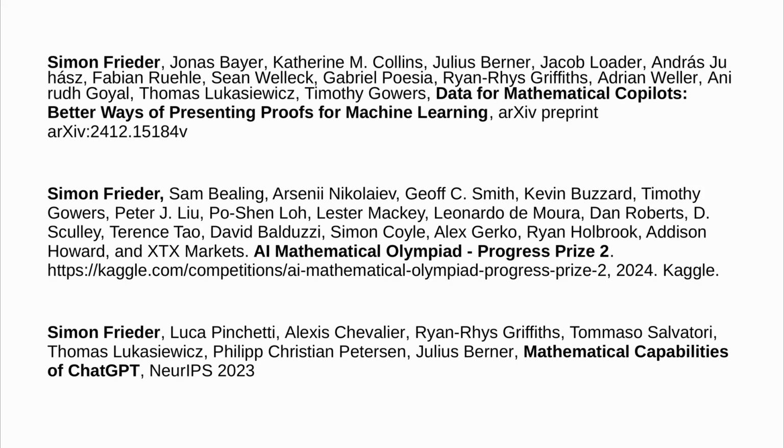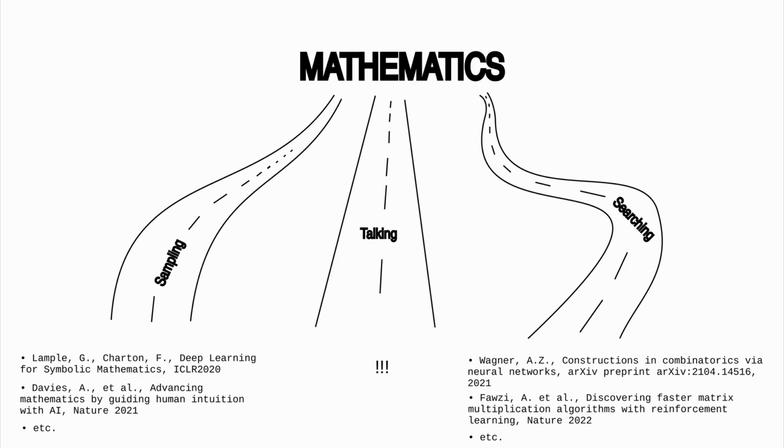So in this talk, I'll essentially be focusing on my latest preprint on data for mathematical copilots, but a few other papers will also make their appearance as I speak. And there are essentially three ways that you can talk about AI for mathematics. So one way would be the sampling way. And there are two papers that highlight this on the left side.